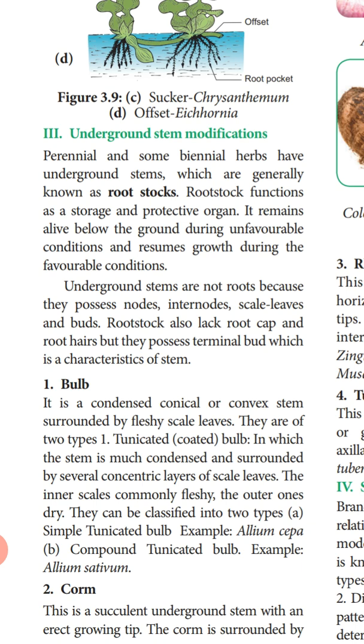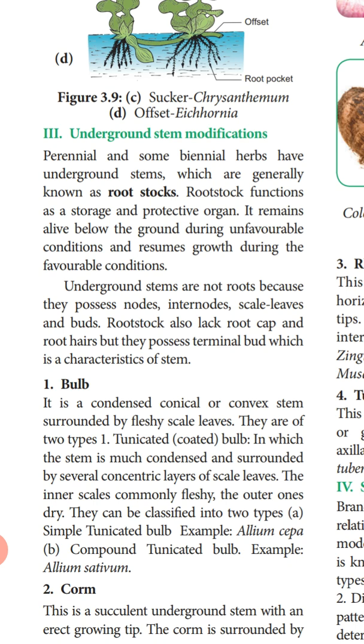Bulb you can find here is the onion. Onion is an example of a bulb. It is a condensed conical or convex stem surrounded by fleshy scaly leaves. The onion rings we get are nothing but the scaly leaves. At the base of the onion where the roots arise, a hard region is present, that is the condensed stem, convex or conical in shape. From that stem only the roots are arising, and around this stem we can find the circular scaly leaves.